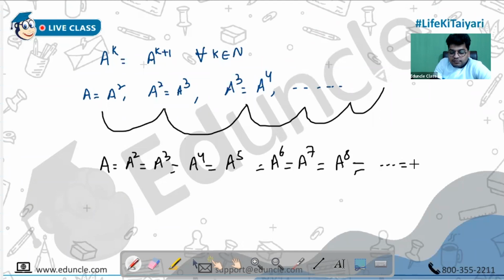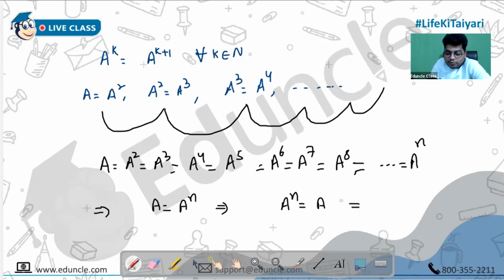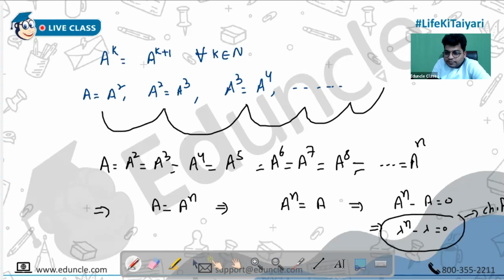and so on, yes or no? A is equal to A to the power n. Yes or no? So I can say that A is equal to A to the power n. A to the power n equals A, and you can say A to the power n minus A is equal to 0. So we can say lambda to the power n minus lambda is equal to 0. This is a characteristic polynomial. Yes or no?